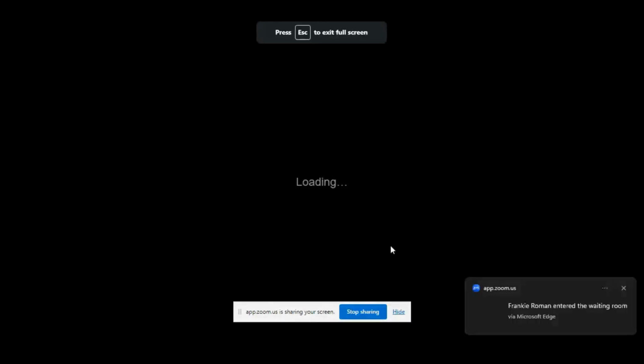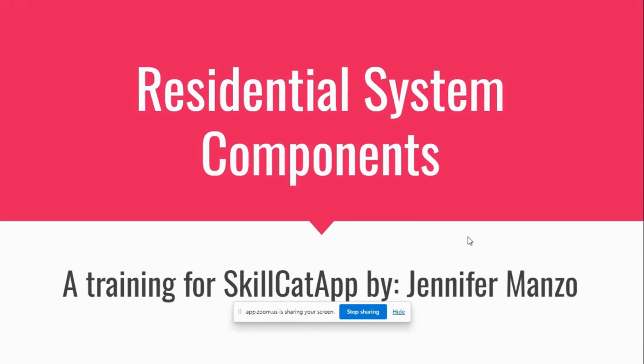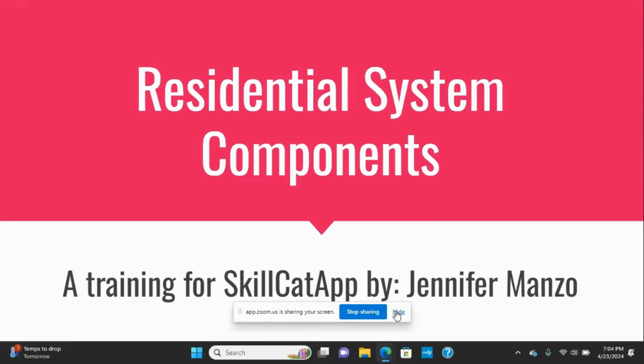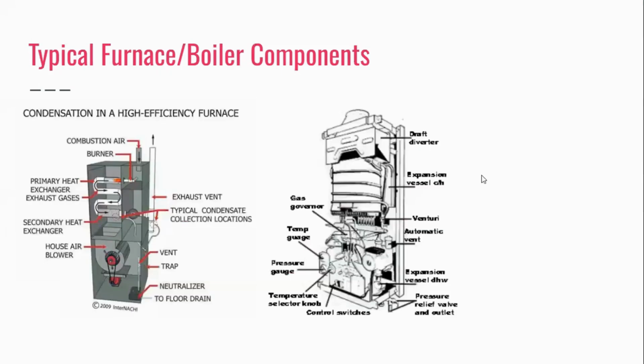Okay, residential systems components. So these are all components that you'll see in residential systems. I did not go crazy on any commercial or industrial stuff at this point, but we will get there eventually. So for now, this is what we have for boilers and furnaces. Pretty self-explanatory. Excuse my horrible boiler graphic.